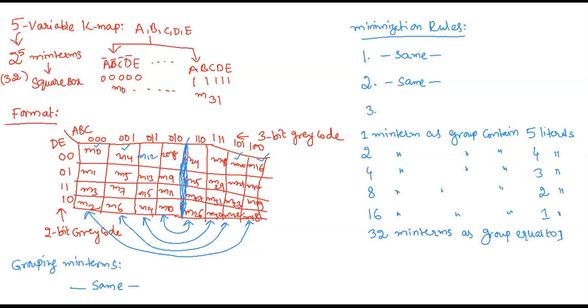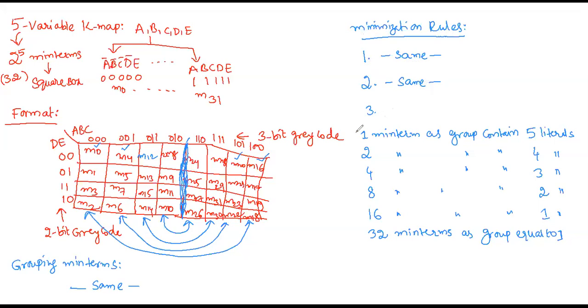Minimization rules. The first rule is we should not leave any minterm out of the grouping. We already had this in the 2, 3, 4 variable K-maps. The second point is also similar: in the final expression, we should not have any redundant term.